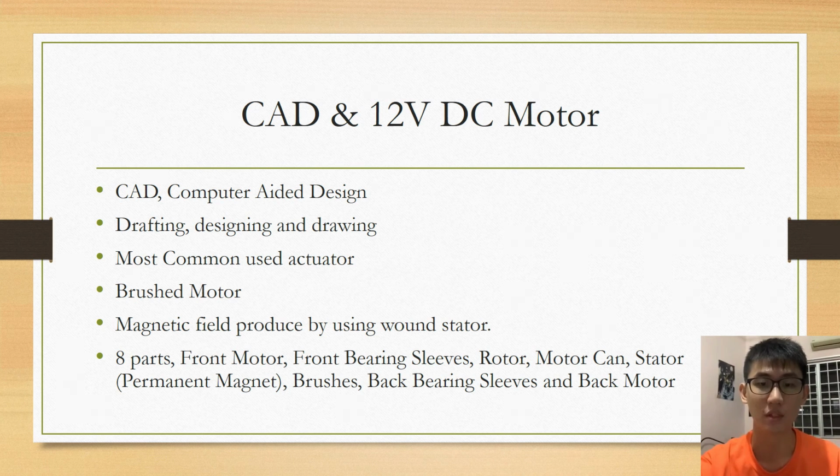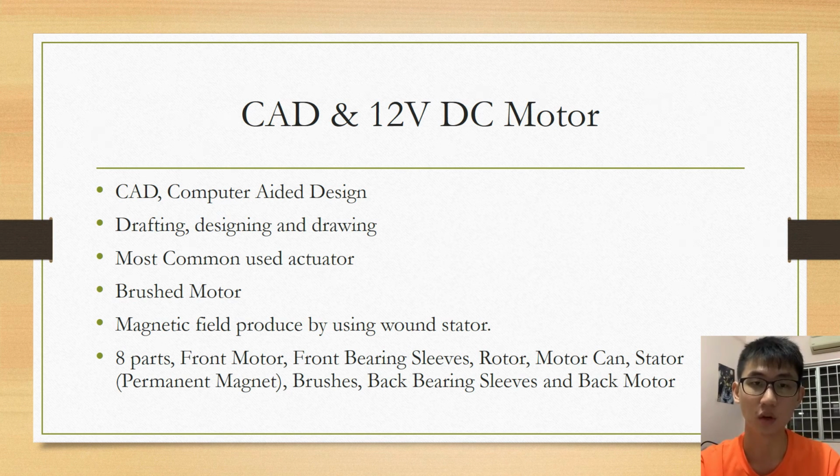A brushed motor is a type of motor that produces a magnetic field in a wound rotor by passing an electrical current through a commutator and carbon brush assembly. The stator magnetic field is produced either by using a wound stator field winding or by a permanent magnet. Generally, brushed DC motors are cheap, small, and easy to control.